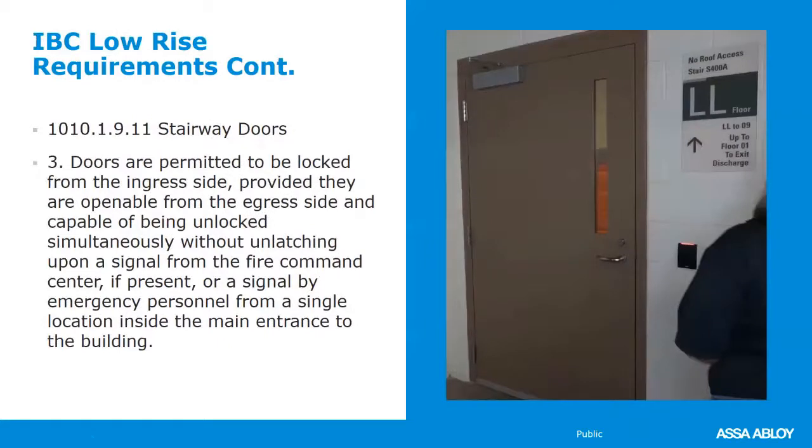Stairway doors. If it's a low-rise building, which is defined as 75 feet or lower above fireman vehicle access, the doors are permitted to be locked on the ingress side of the stair, provided that they're openable from the egress side and capable of being unlocked simultaneously without unlatching on a signal from the fire command center or a signal from emergency personnel from a single point inside the main entry of the building. So if I do lock the stair doors, they need to be electromechanical fail-safe so they can unlock under any condition simultaneously and permit re-entry.